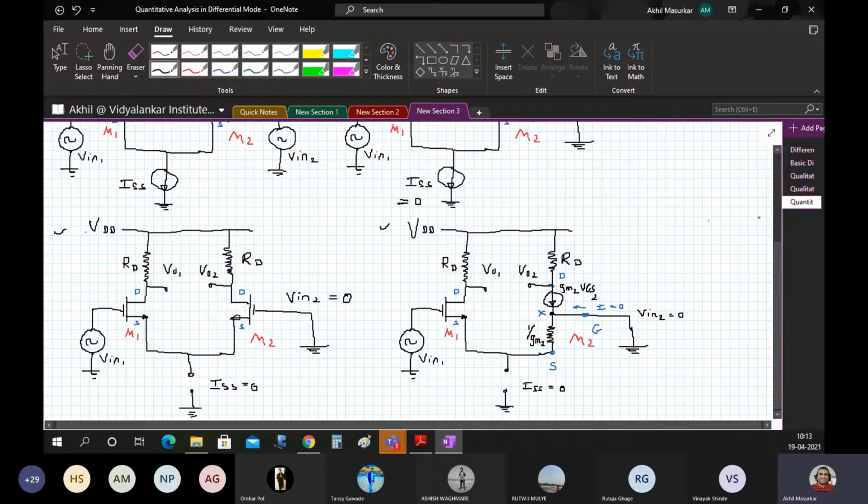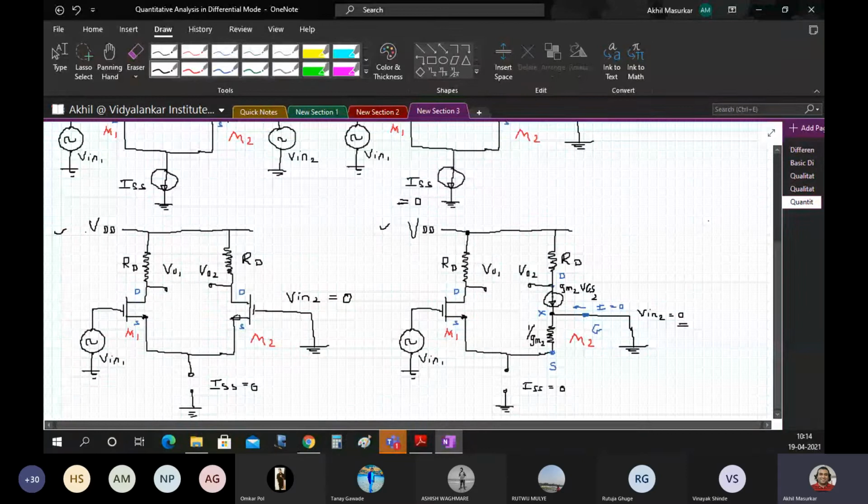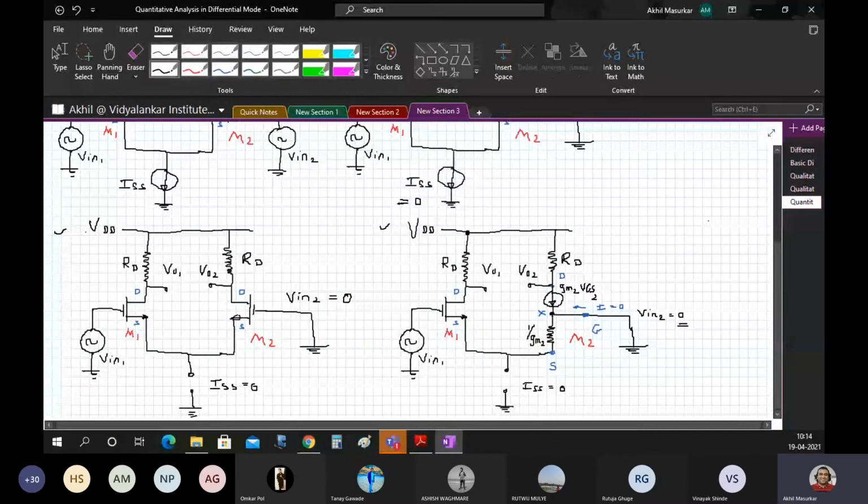You can see now that if we start from here, this is VDD, then we have RD, then we have the drain and source of M1. The source of M1 is now connected to the source of M2. Then we have a resistance 1 by GM2, and this point X is as good as at zero potential. So Vin1 cannot see anything beyond this point, because it gets a ground at point X.